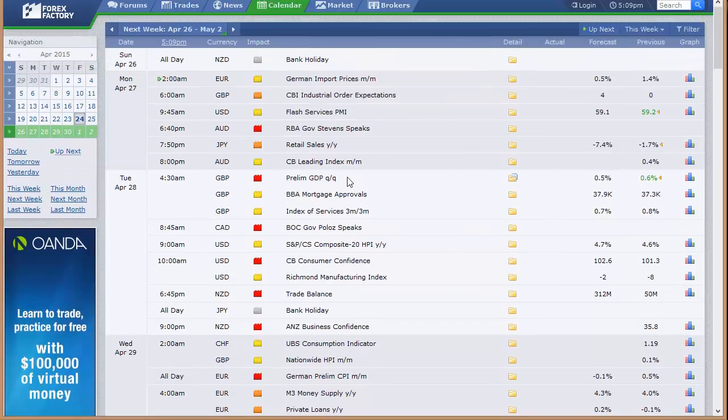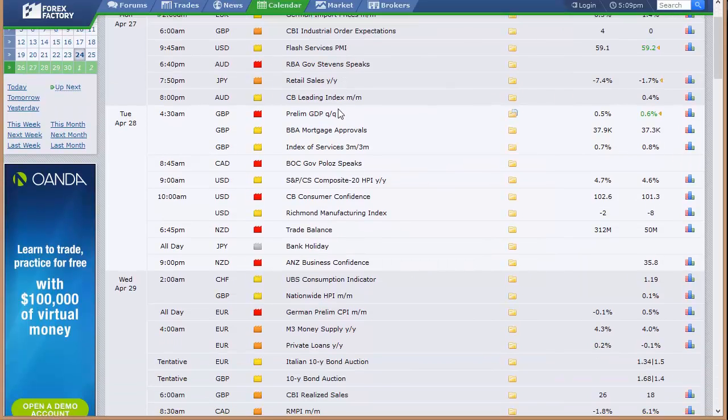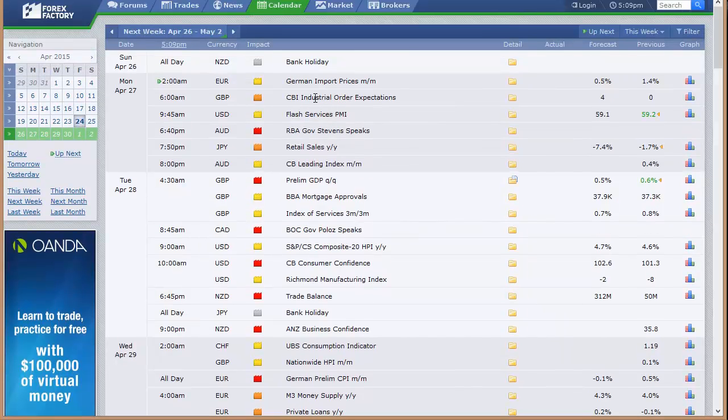Let's skip ahead. New Zealand bank holiday to start the week. We've got Germany. I thought some of that sounded familiar. Got German import prices on Monday, but again, there really is no U.S. data. Just that flash services PMI at 9:45 a.m.